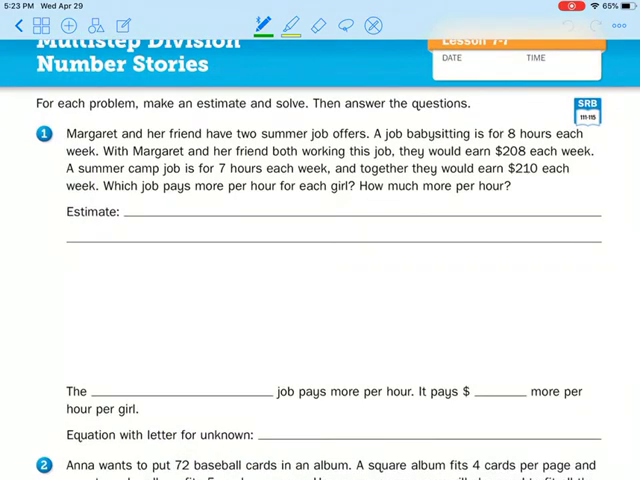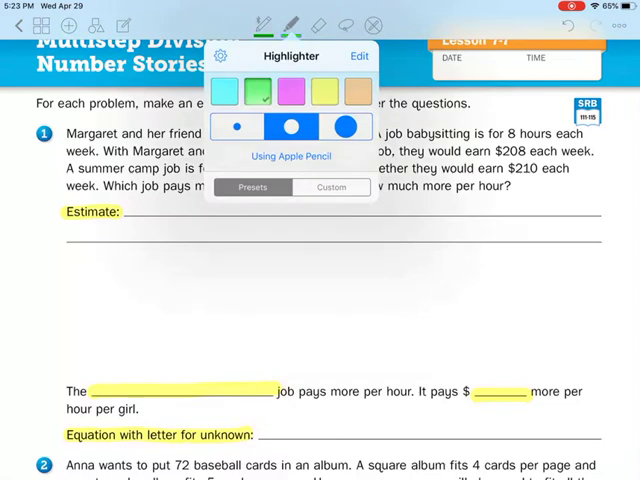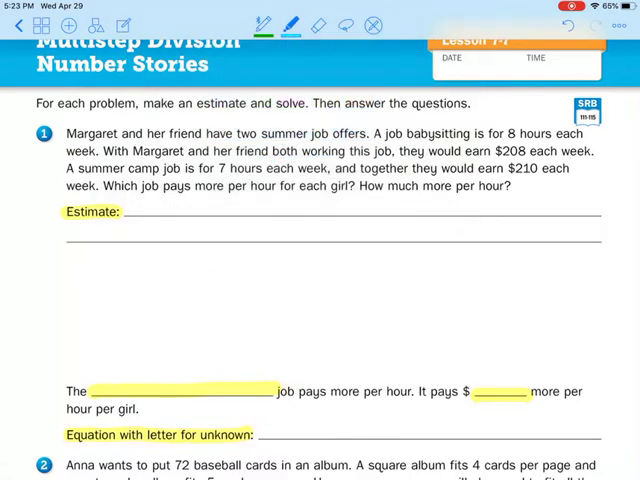There is the word problem itself. Then they're asking you to do the estimate. Then you're going to answer. And then you're going to write an equation with a letter for the unknown. So let's take a second and read our problem to see what they're even asking us to do.